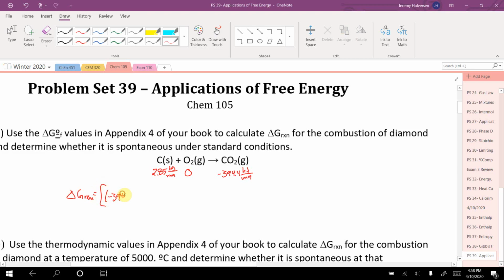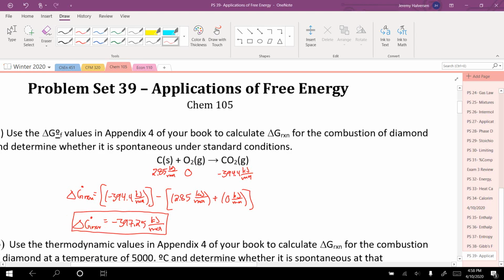So the delta G of this reaction is going to be products minus reactants. We've got negative 394.4 kilojoules per mole minus 2.85 kilojoules per mole plus 0 for the oxygen. And when we do that, we get delta G naught for this reaction. This is negative 397.25 kilojoules per mole of reaction. All right, so that's easy enough.